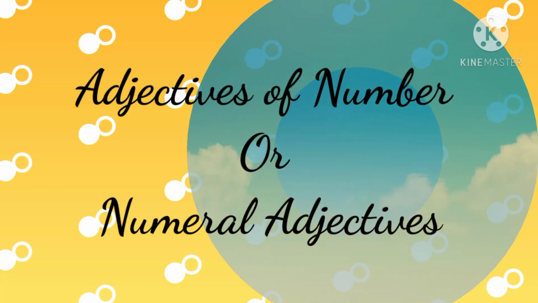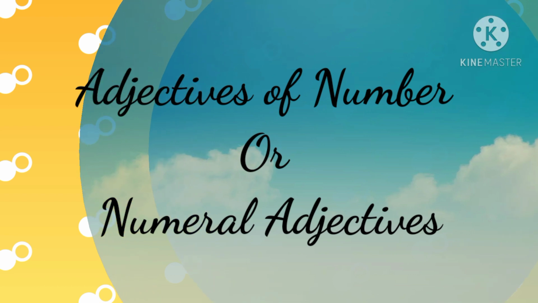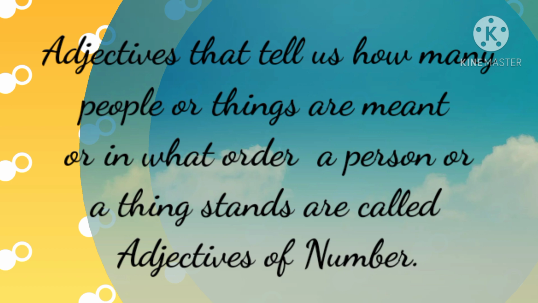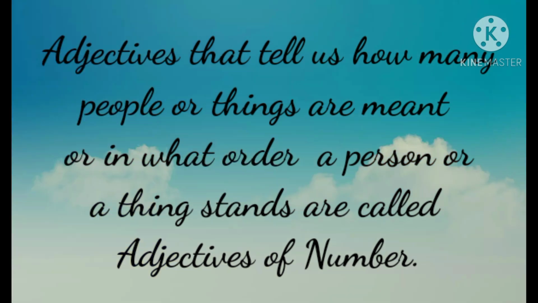Okay, children, today we are going to learn about adjectives of number or numeral adjectives. Adjectives that tell us how many people or things are meant, or in what order a person or a thing stands, are called adjectives of number.